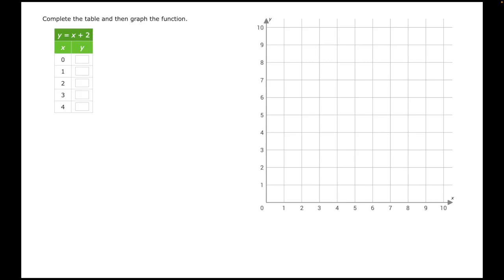Today we're going to be looking at problems where they give you a table that you have to fill out and then you have to put that table onto a graph. A reminder that this is the shortened version of this lesson. We're going to go pretty quick here.